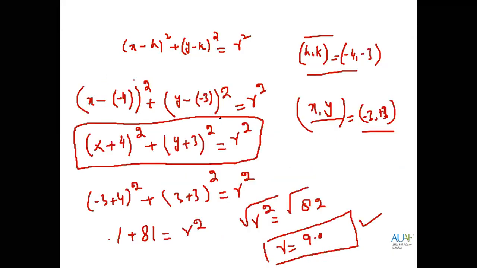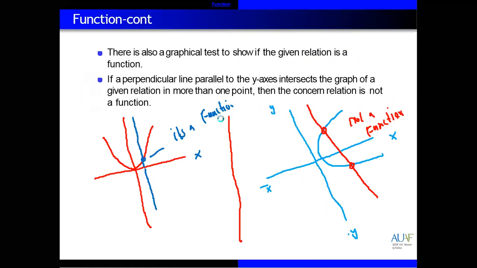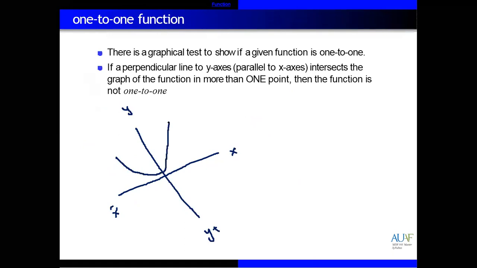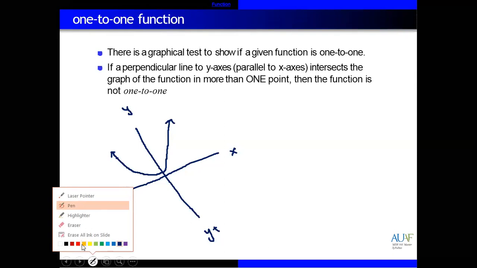If a graph is given, how to prove it? The graph is given, and we need to prove whether it is one-to-one or not. On the XY plane, x negative and y positive, let's suppose this graph is given. We need to prove whether this is one-to-one or not.